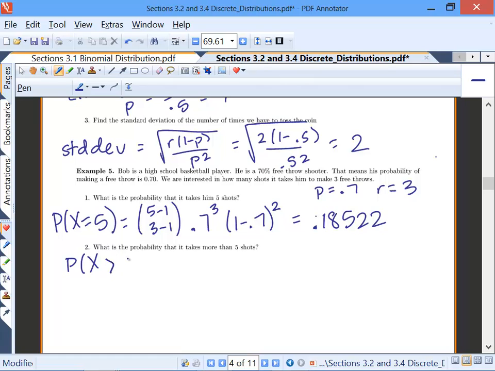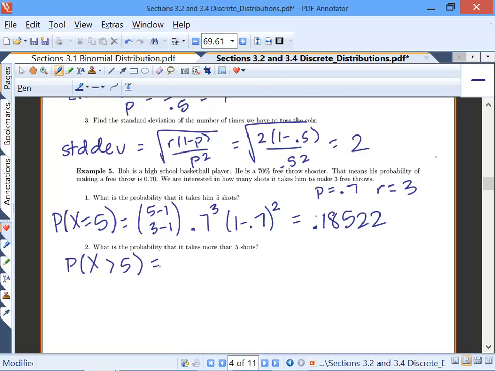What is the probability that it takes him more than 5 shots? How are you going to solve this? I have a question. Does this make sure that on the fifth shot he makes it, does that include that? Yes. So this means on the fifth shot, he makes his third free throw. So we include our success.